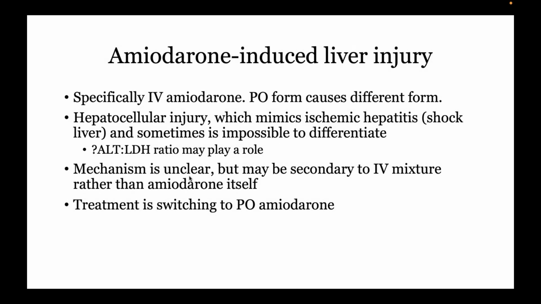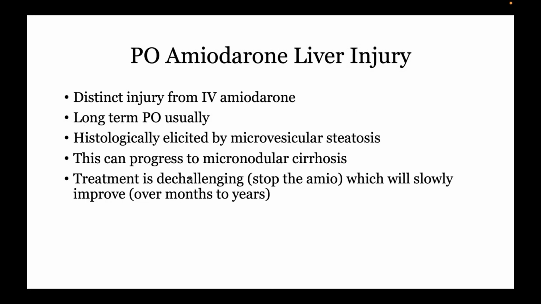The mechanism is not really clear, but they're saying it could be related to the mixture of the IV amio, because they mix it with other things, rather than the amio itself. You can switch safely to PO amio in people with IV amio toxicity like this. However, you should also remember that PO amio has its own liver injury. This is distinct from the IV form.